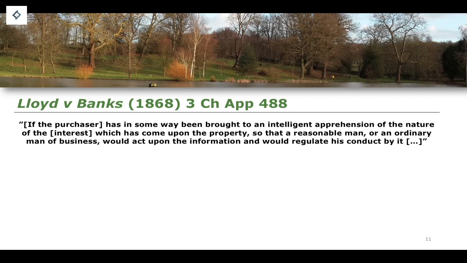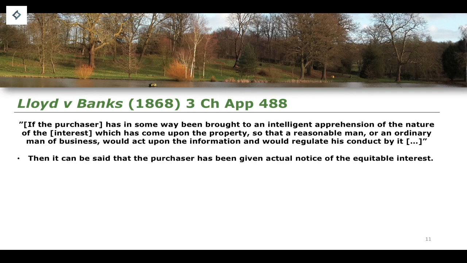Okay, this is an objective test, as you can see from the Lloyds and Banks ruling. Whenever you see the phrase reasonable man or ordinary man of business, okay, you're talking about an objective test. You're talking about a reasonable person test, ultimately. So if a reasonable person was given the information that you were given, and if that reasonable person came to the conclusion that there was an equitable interest that would be bound to you, then you are bound to that equitable interest, essentially, okay? It means that the purchaser has been given actual notice of an equitable interest. This does not mean that this is the only kind of notice that exists. Like I've said, there is a constructive and imputed notice, both of which we're going to look at in future lessons' time.